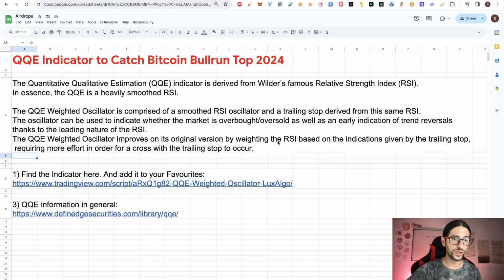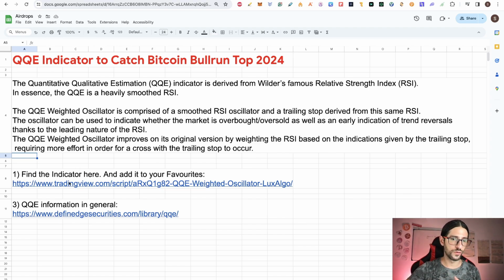The QQE weighted oscillator improves on its original version by weighting the RSI based on the indications given by the trailing stop, requiring more effort in order for a cross with the trailing stop to occur. So from my perspective, it's actually a smoother and a better version of the RSI. So I'm going to show you how it works.